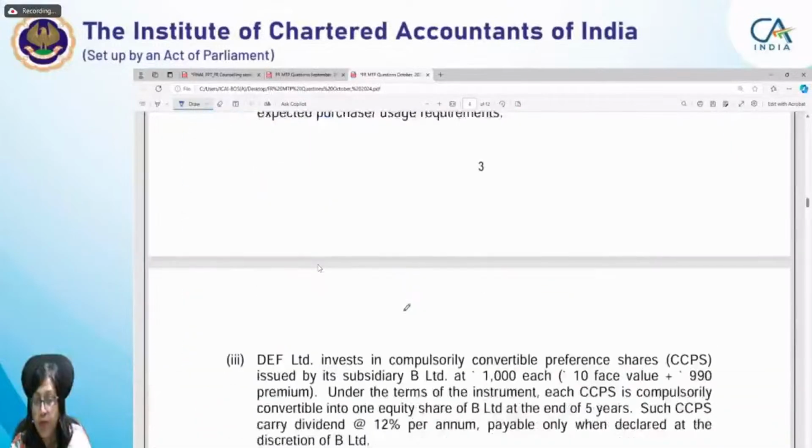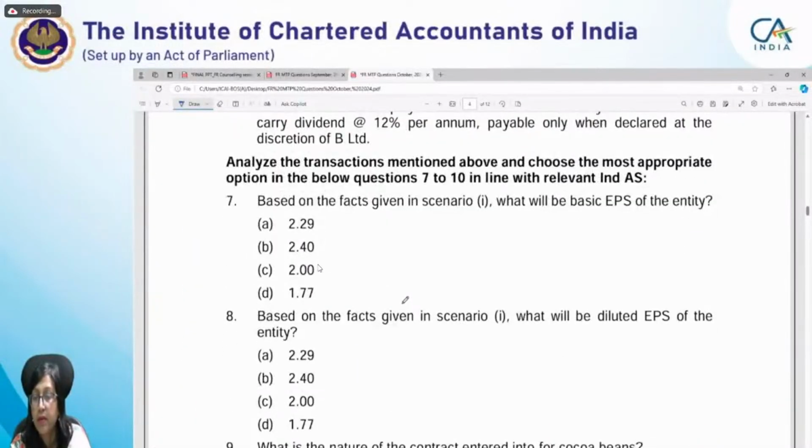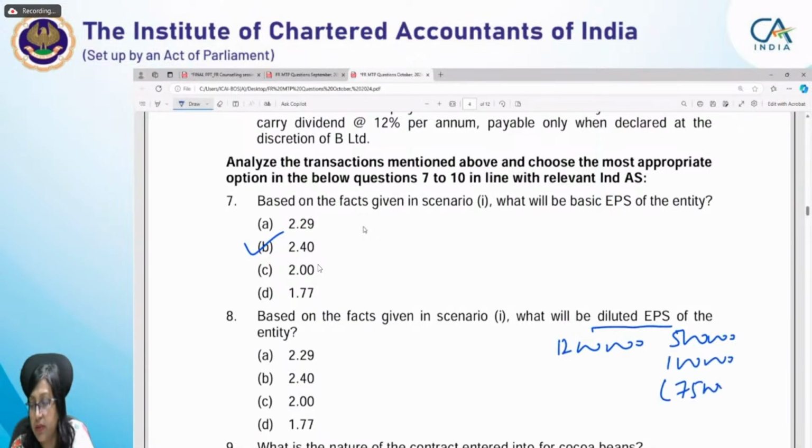So we go through the question part. What will be the basic EPS? We have already calculated 2.4, and what will be the diluted EPS? So diluted EPS, 12 lakh is the earning. 5 lakh is the weighted average, in which 1 lakh you have issued, but your dilution is by 75,000. Average market price is 75,000 होना चाहिए. So number of shares is 5,25,000 after the dilution, which will be used.